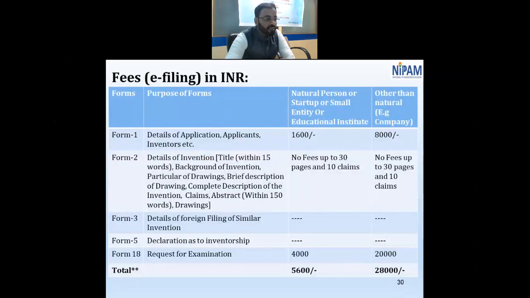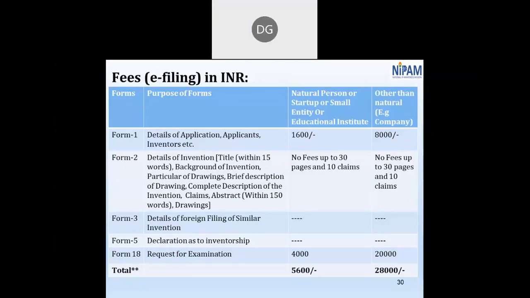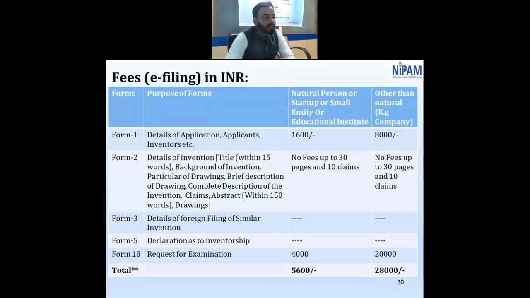Fees for filing: as I've already told you, the bare minimum requirement forms are Form 1, 2, 3, 5, and 18. So, for Form 1, if you are a natural person or a person belonging to an educational institute, then the Form 1 fee is 1600. On the other hand, if you belong to a corporate organization, then the form fee is 8,000.